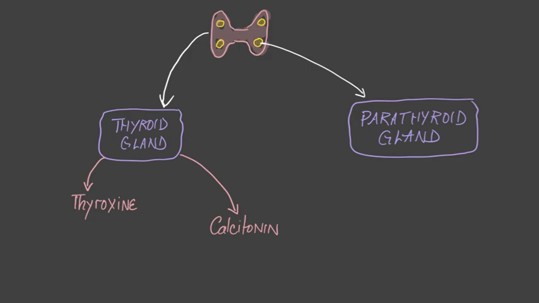blood. The parathyroid glands produce parathyroid hormone. Parathyroid hormone works opposite to calcitonin. It raises blood calcium levels.